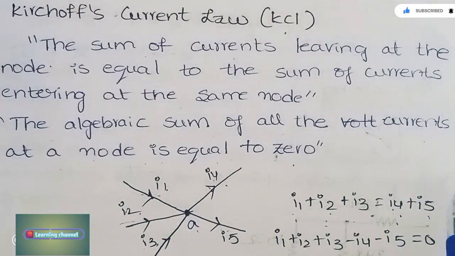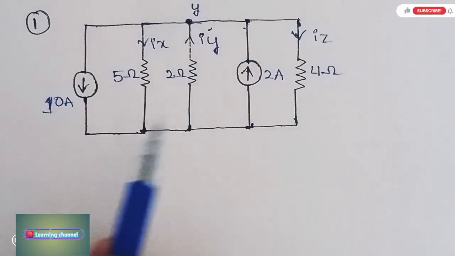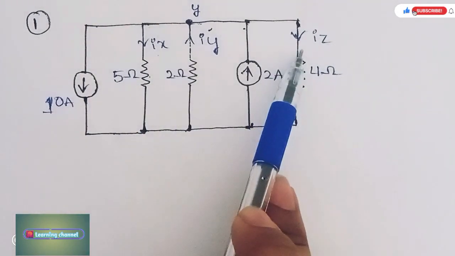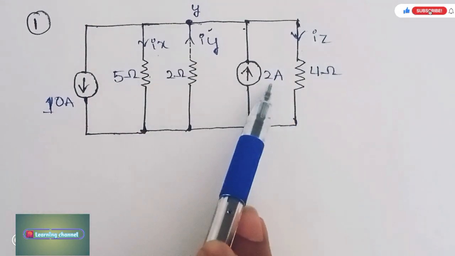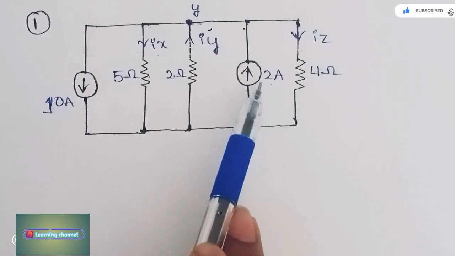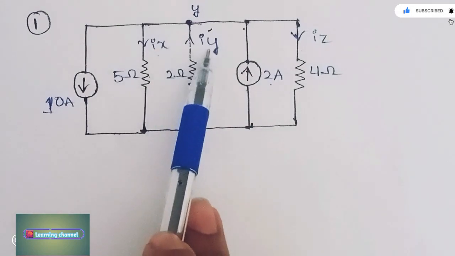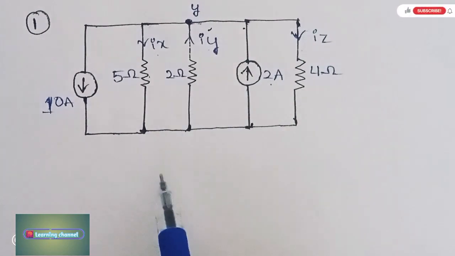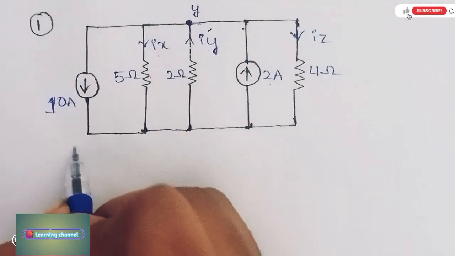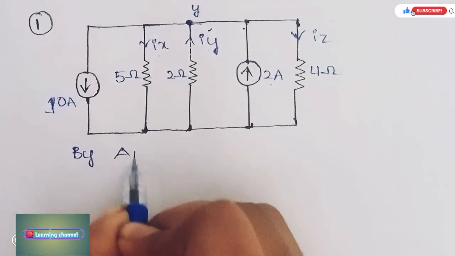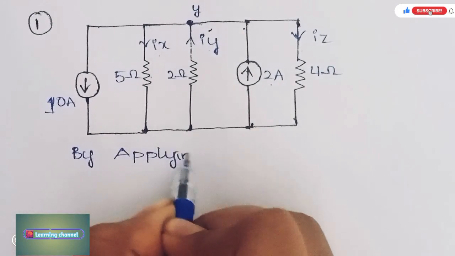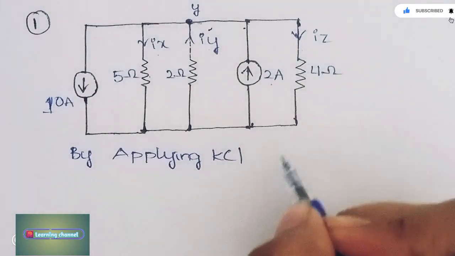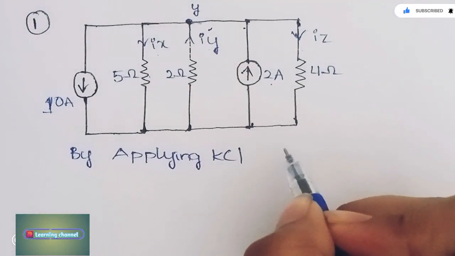So now let us see a problem. Let us consider a circuit. Here we can see Ix, Iz and this 2 amperes current are flowing in one direction, and Iy and 2 amperes currents are flowing in another direction. So from this, by applying KCL, what does KCL state? It states that the sum of currents leaving is equal to the sum of currents entering.